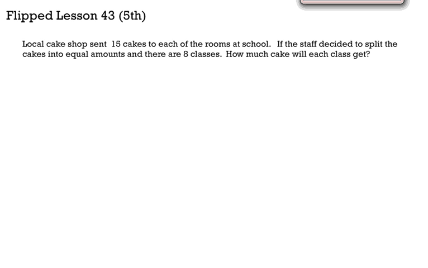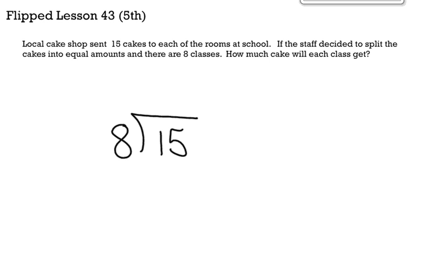Example 1 says the local cake shop sent 15 cakes to each of the rooms at school. If the staff decide to split the cakes into equal amounts in our various classes, how much cake will each class get? So we have a total of 15 cakes, and we want to divide it into 8 classes. So 8 goes into 15 one time, subtract, and get a remainder of 7. Now, we can't write remainder of 7 because we want to equally split up these cakes into a nice classroom. So we're going to change this into a mixed number.